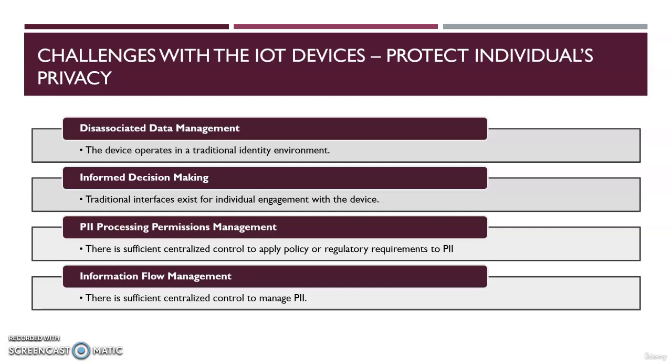Next, we can talk about the processing permits for PII data. They say there is sufficient central control to apply the policy and regulatory requirements for PII data or PCI data. But in case of IoT devices, they may collect PII or PCI data indiscriminately, or analyze, share, or act upon it based on automated processes.